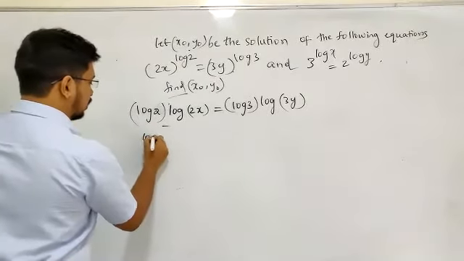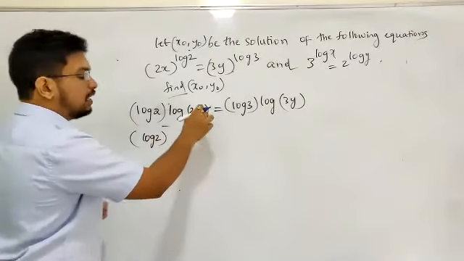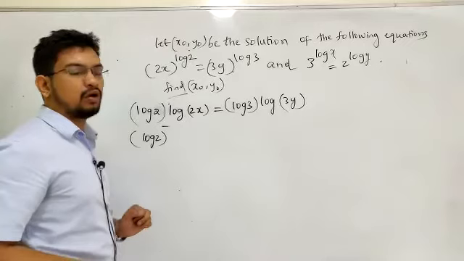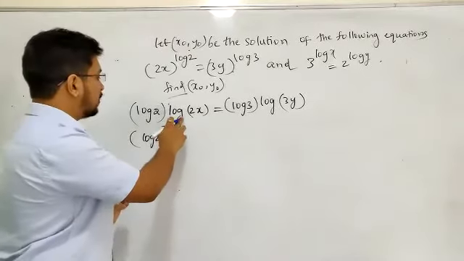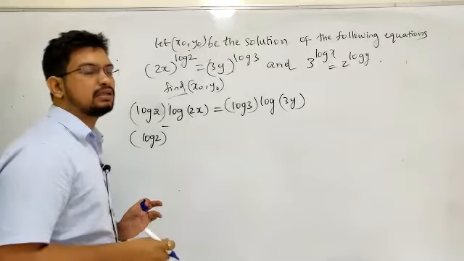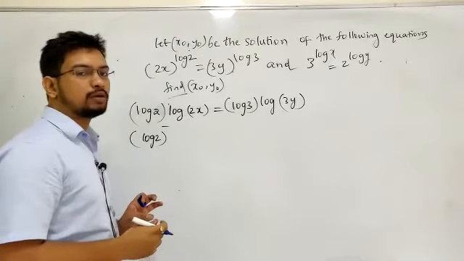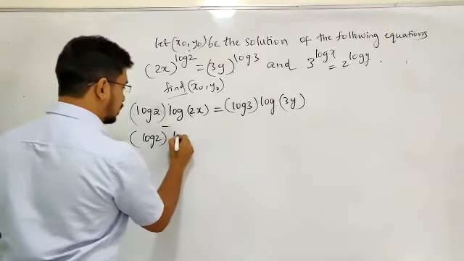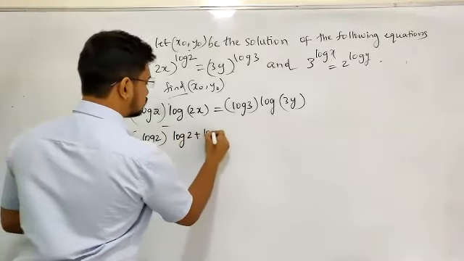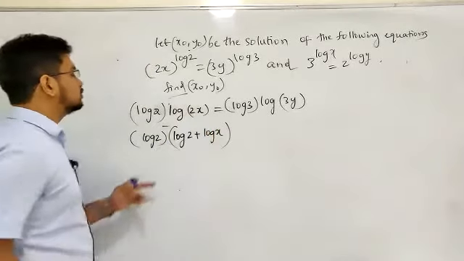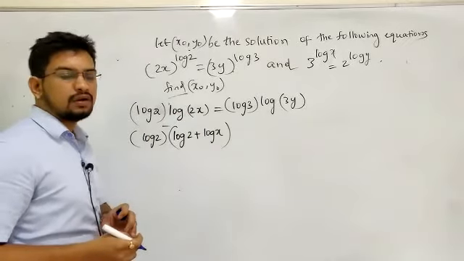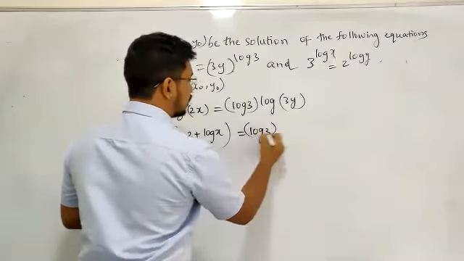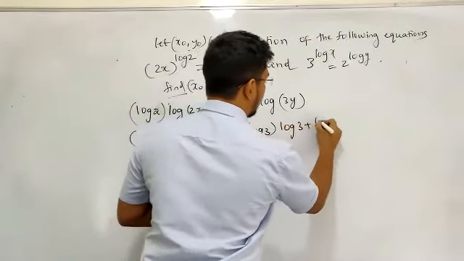So this is log 2 into log of ab, some form of log of ab, so try to expand it. Log ab you can write as log a plus log b. And remember, whenever the base is not given, the base is assumed to be 10. It is treated as a common logarithm. So the left part becomes log of 2 plus log of x, applying the rule of log of ab. And this is log of 3 into log of 3 plus log of y.